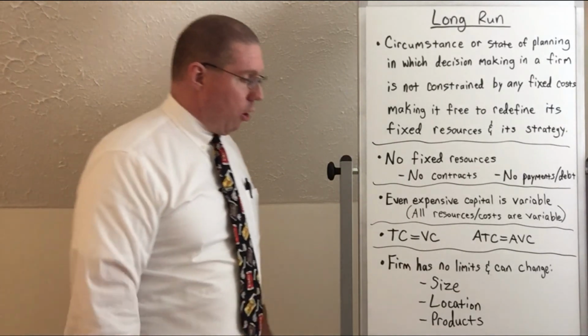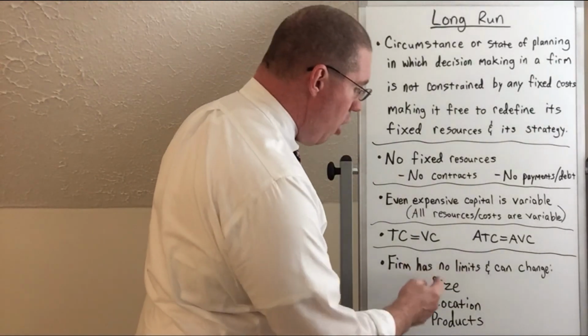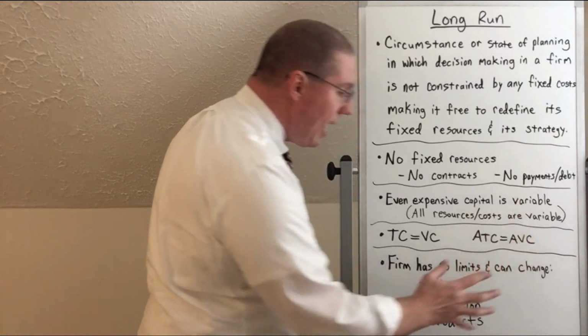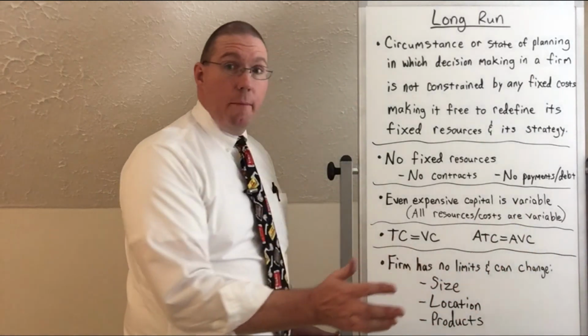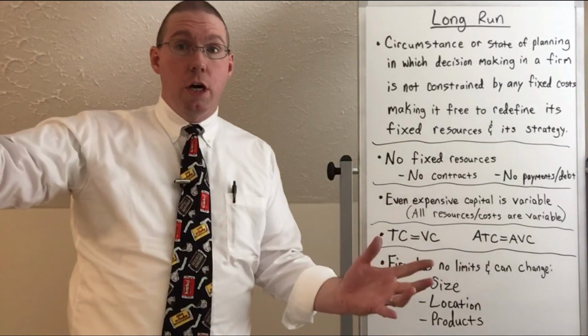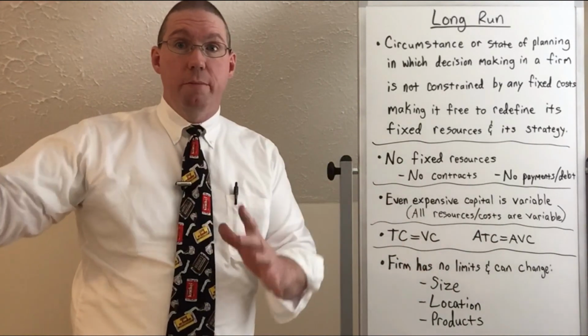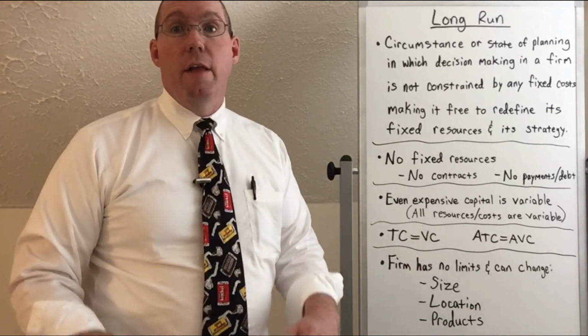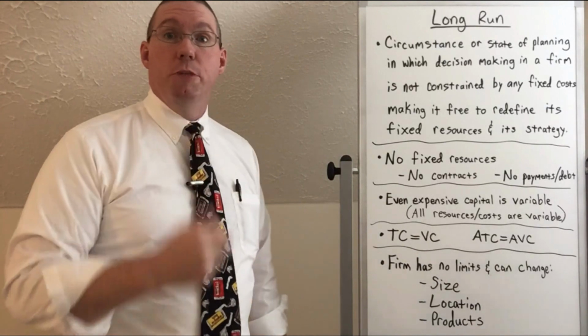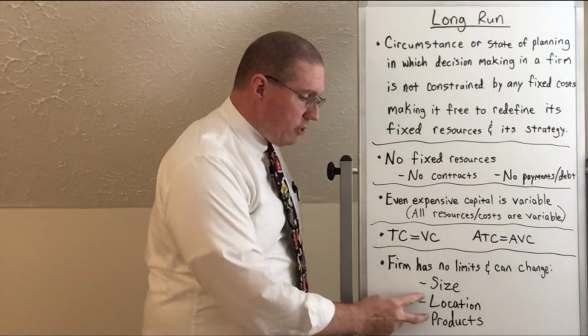Lastly, in the long run, a firm has no limits and can change the size of the company. They can make the company larger. They can go from 5 machines up to 40 machines. They can make the company smaller. They could go from 5 machines down to 2 machines if they want to. They can change their location.